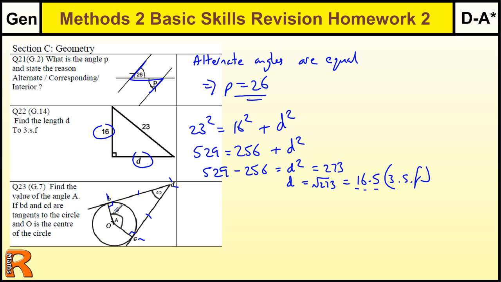So what we have here is a quadrilateral where A plus two lots of 90, which is 180, plus the 40 equals 360 because it's a quadrilateral. So we've got 220 plus A equals 360. So A is 220 from 360, which is 140 degrees.